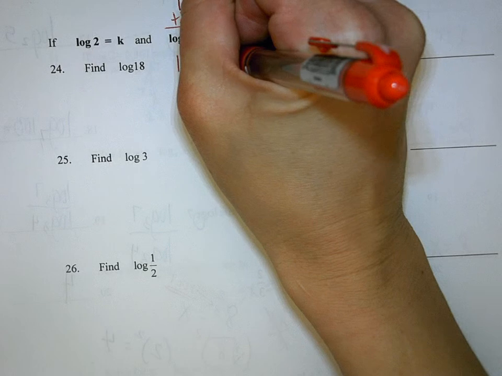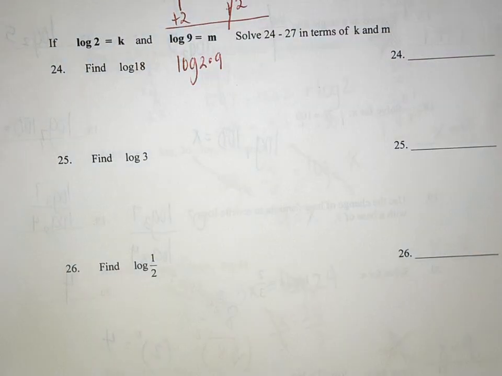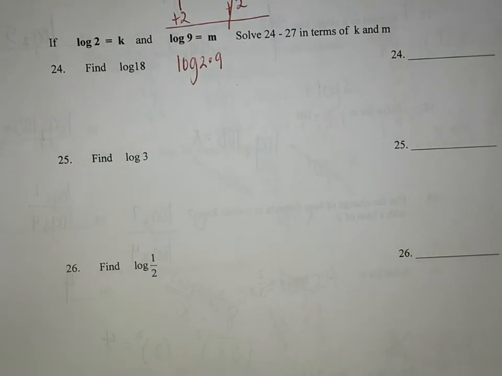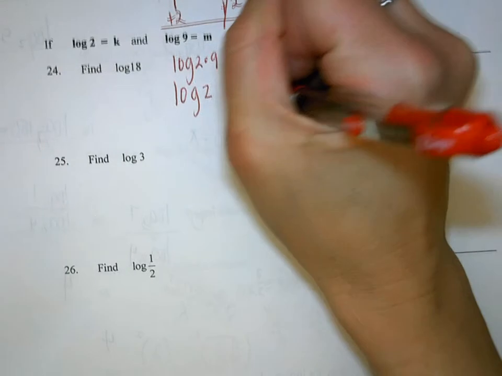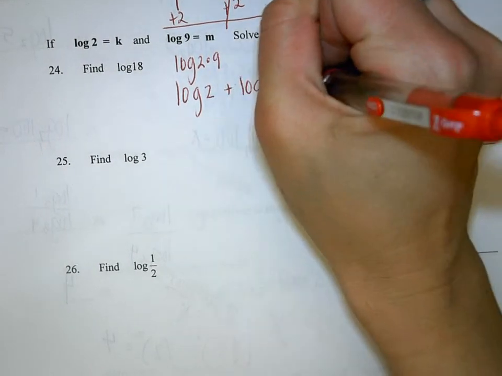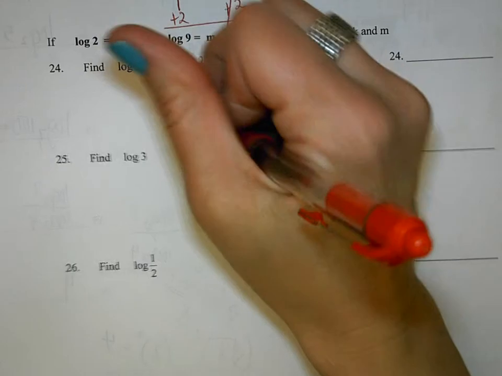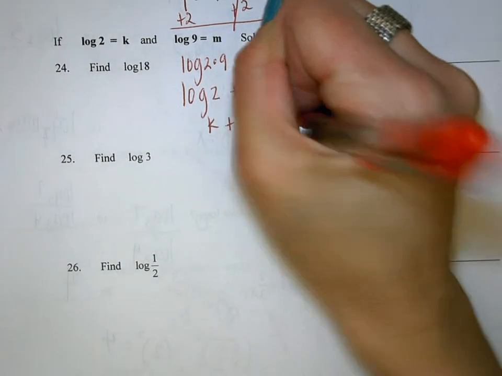So 2 times 9. Oh, it's k plus m. Good. So once you figure out what it multiplies to, we're going to change multiplication by expanding our logs, right? And so we get log of 2 plus log of 9, and so my answer is k plus m, or m plus k, either way.